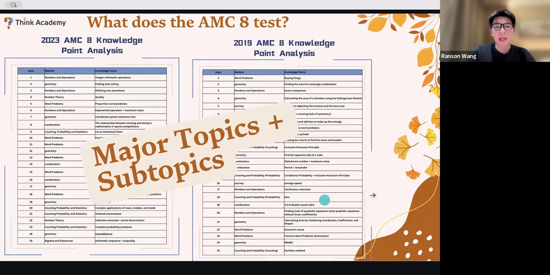As you can see, all of the MCA knowledge points can be divided into 6 major topics. The major topics are like the modules: number and operation, geometry, number theory, word problems and combinatorics, and also algebra and sequences. Okay, those are the 6 important modules. And under each of the modules, we have some subtopics.